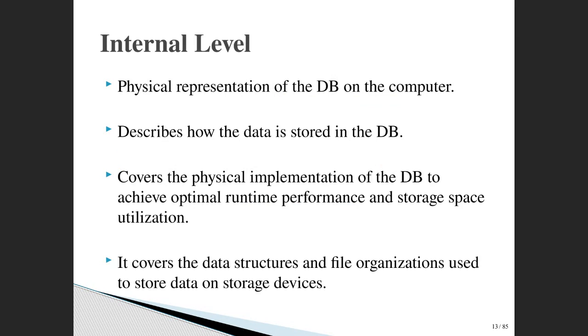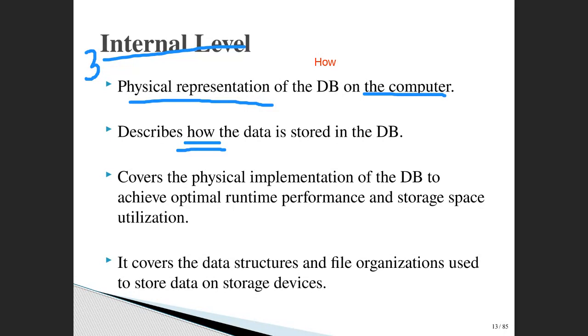Okay, so let's talk about the internal level. Internal level, we said it's the physical representation of the database on the computer. So here we will talk about the storage dependent data. The storage dependent data will be represented within the internal level, the physical representation, because it describes how data is to be stored. So here we are talking about how data is to be represented or stored in the database system or in the database itself.